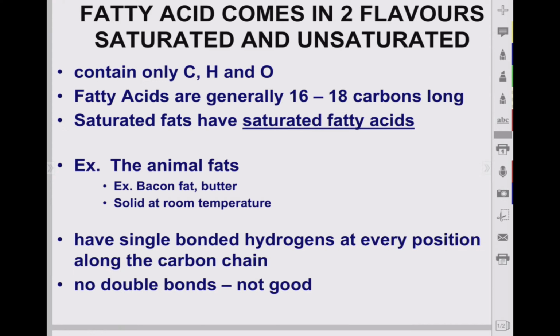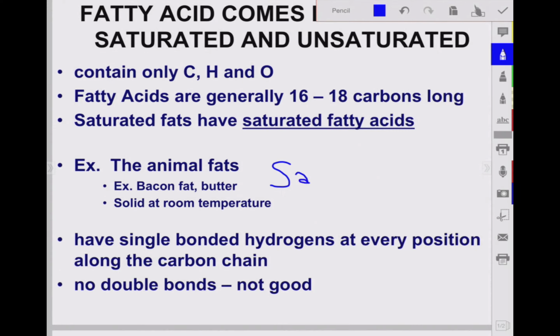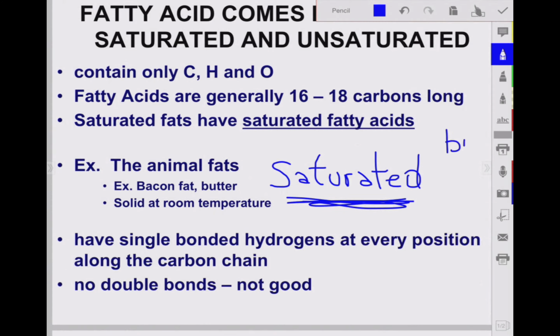Now, we tend to say that animal fats produce what are more properly defined as saturated fats. Saturated means that something has a lot of something in it. It's saturated by it. Well, what's it saturated by? It's saturated by hydrogen atoms. That's it. It's all about how much hydrogen it has.